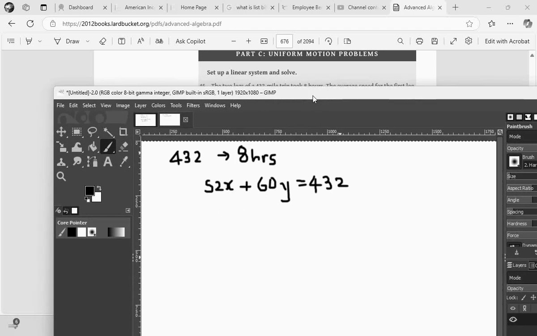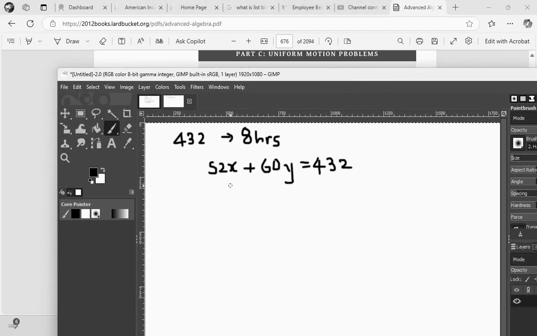We don't know how long they traveled, so we know that x plus y equals 8. The total time frame for the entire trip is 8 hours. However, we don't know how long they traveled for each leg. In order to figure this out, you will need to use either substitution or elimination. We can sub in one of the equations into the second one, so you will need to rearrange the second equation.